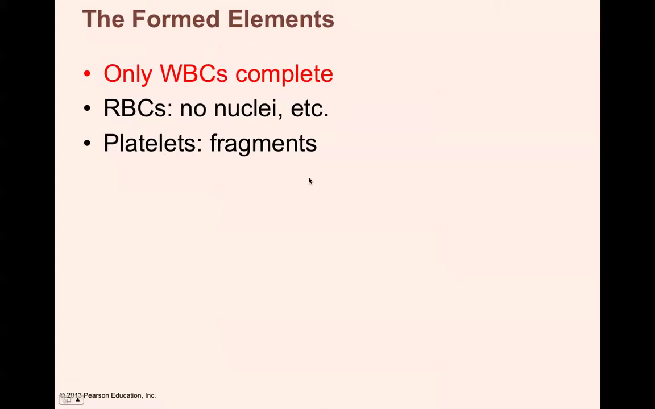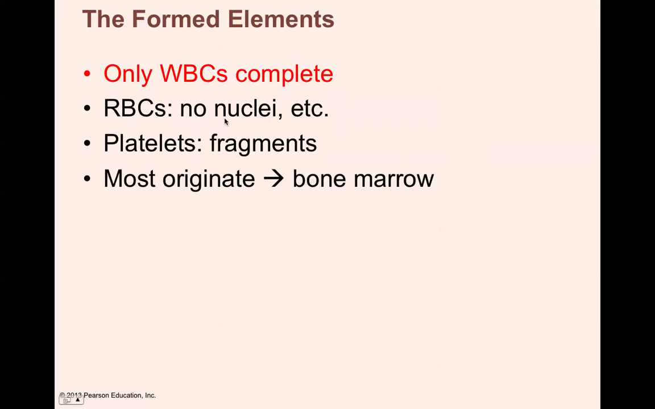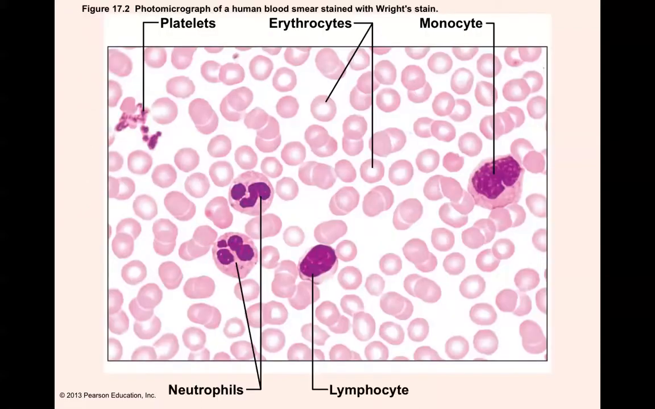Platelets are actually just fragments. Most, of course, will originate in the bone marrow, and as they circulate, they can be damaged, worn out, so the formed elements all must be regularly replaced, being made primarily in the red bone marrow. And here is a photomicrograph of a human blood smear that's actually been stained with Wright stain. So keep in mind, in the body, these do not look purple. They will be, they're hard to see.